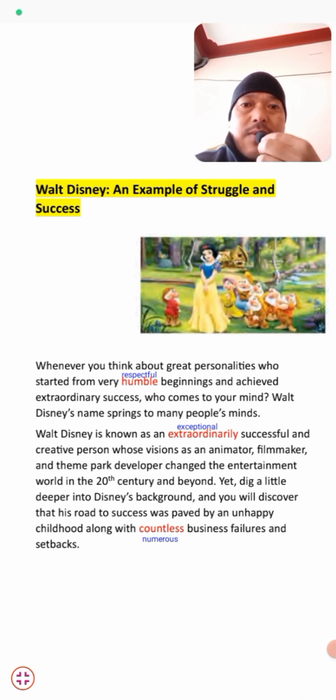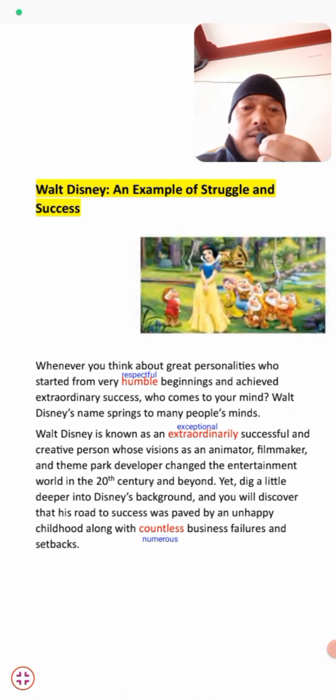So we talked about Walt Disney. He started his journey from the very beginning, at zero level. Later on, he became successful in his business, and that's why he's the first person that comes to everyone's mind.